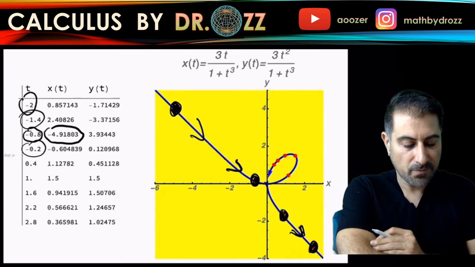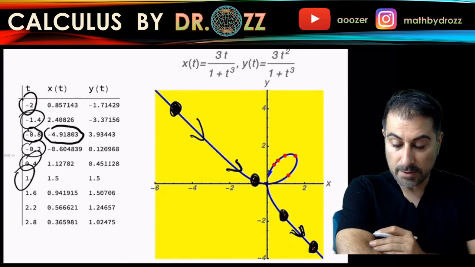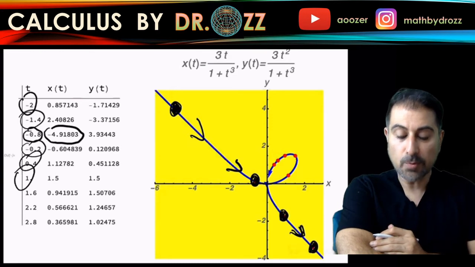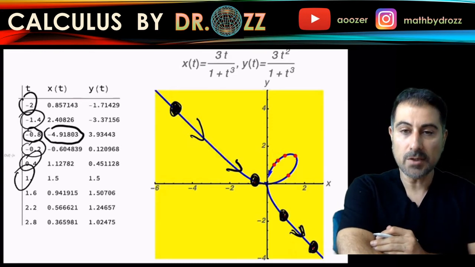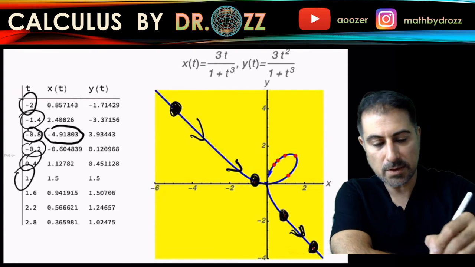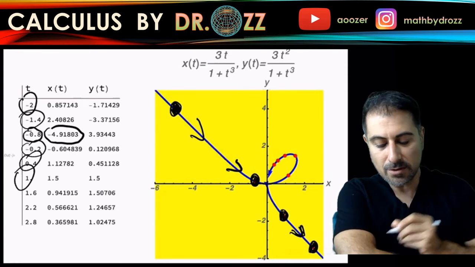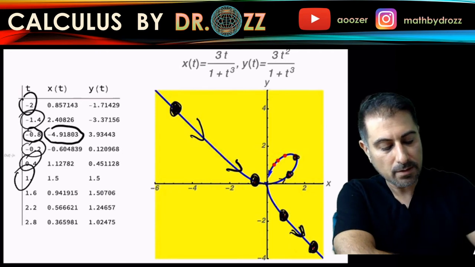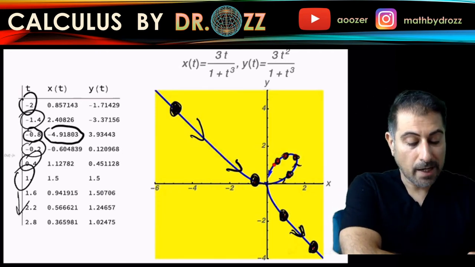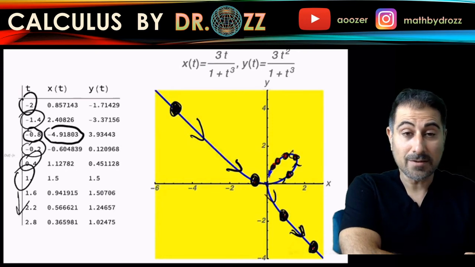I have 1.5 for t equals 1, and 1.12 and 0.45 for t equals 0.4. So these are the points here. So apparently I'm going in this direction, and if you keep going, okay, you hit those points, and eventually I track back where I started. Okay, so I'm back to the trajectory I started with.